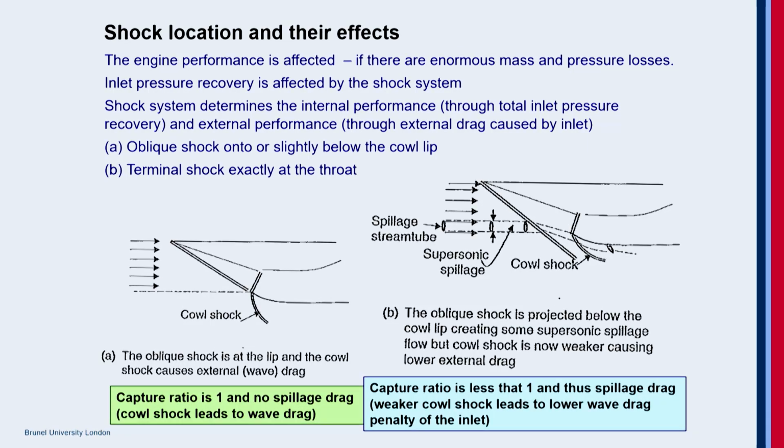Now let's look at the challenges of it. Shock locations and their effect. The engine performance is affected if there are enormous mass and pressure loss. Inlet pressure recovery is affected by the shock system. Now, the shock system defines the internal performance. Internal performance is the inlet pressure recovery, and external performance is related to the external drag caused by the inlet.